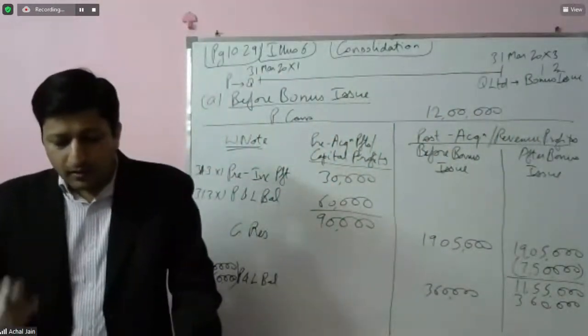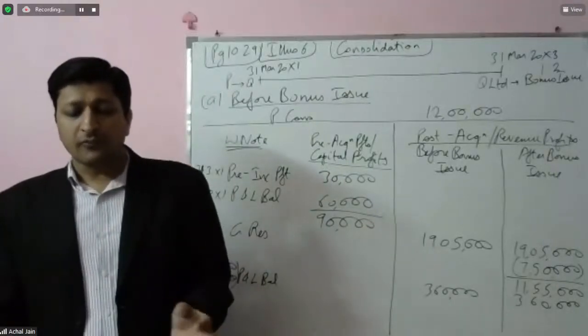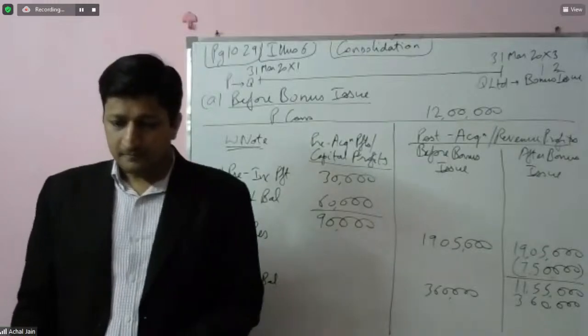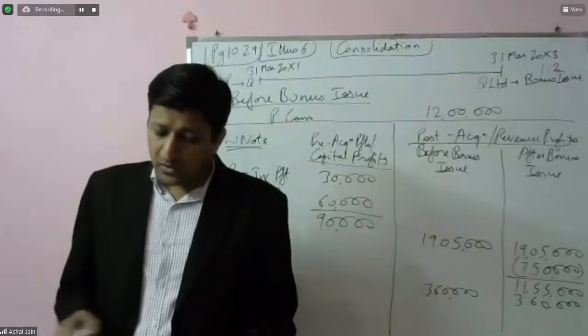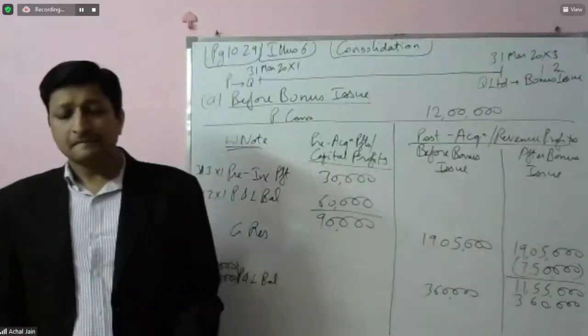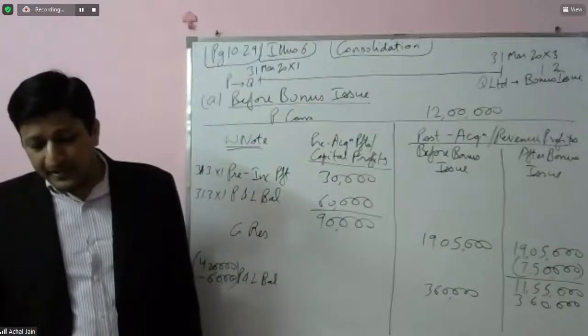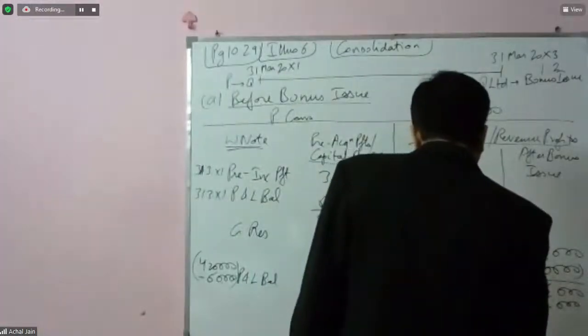Now, all in all, what is the total reserve or the total balance of profits that we have? It will be 22,65,000 over here.